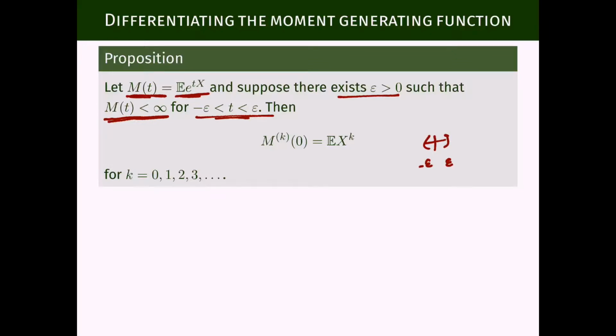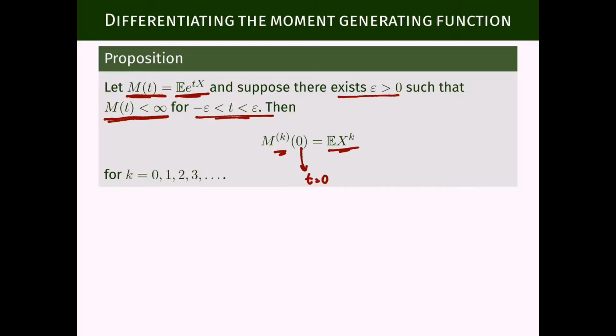Under this assumption, since the moment generating function is finite, we can try to compute derivatives of this function. Here's the kth derivative of this function evaluated at t equals 0, and the proposition says this is the kth moment of the random variable x. This is what the proposition says, and you know what the wrong proof of this proposition would be.